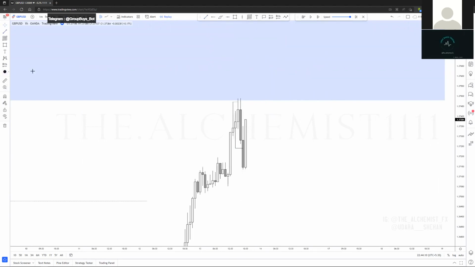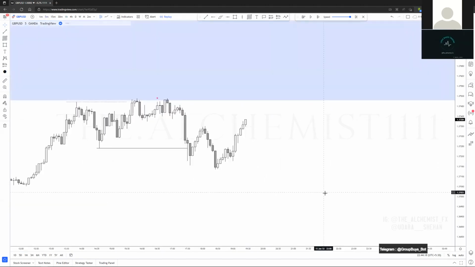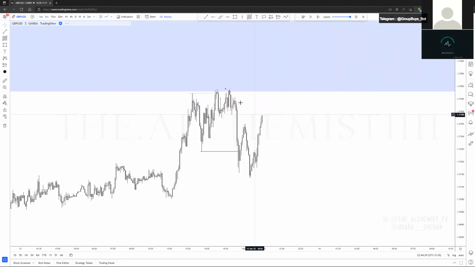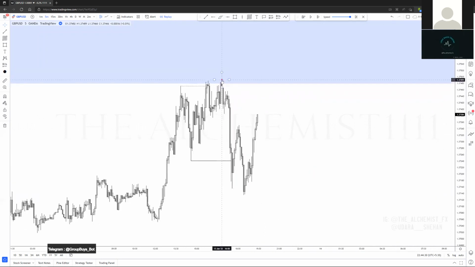A strong high on the H1 is created after tapping into the weekly point of interest. Now let's drop to a lower time frame to get the entry. Remember, this is not only a strong high on the 5-minute, but it's a strong high on the 1 hour too. So we have a strong high.